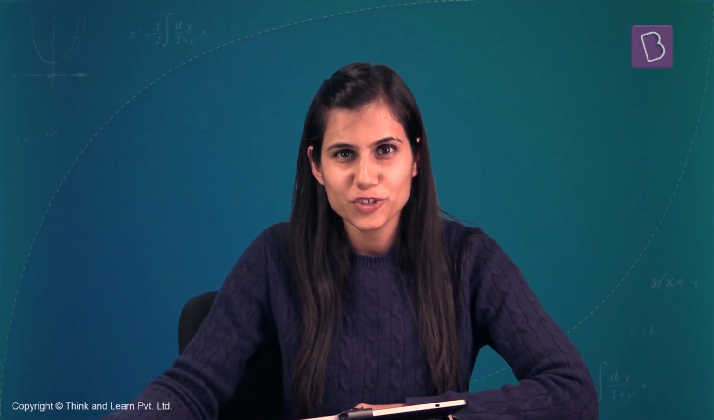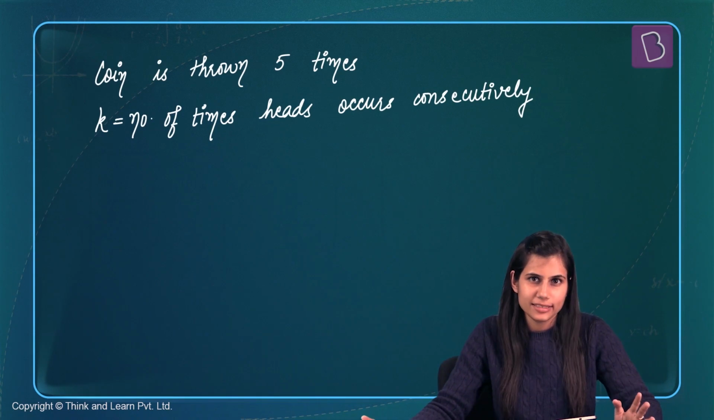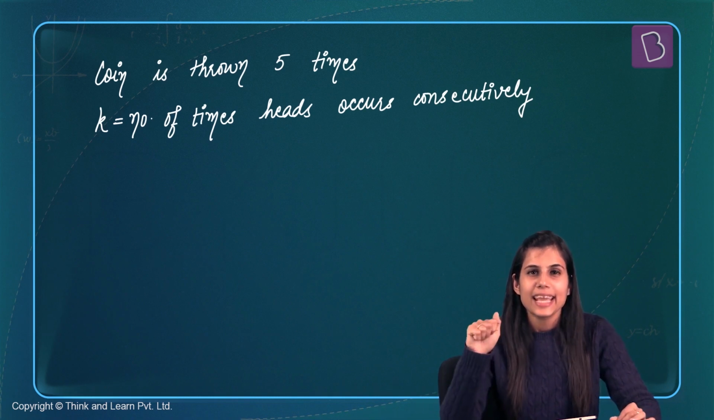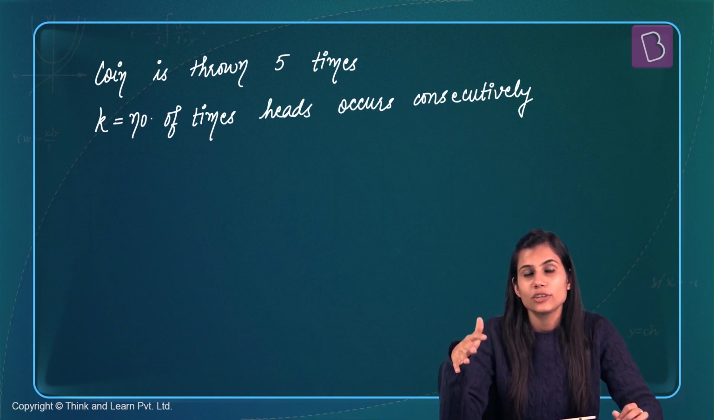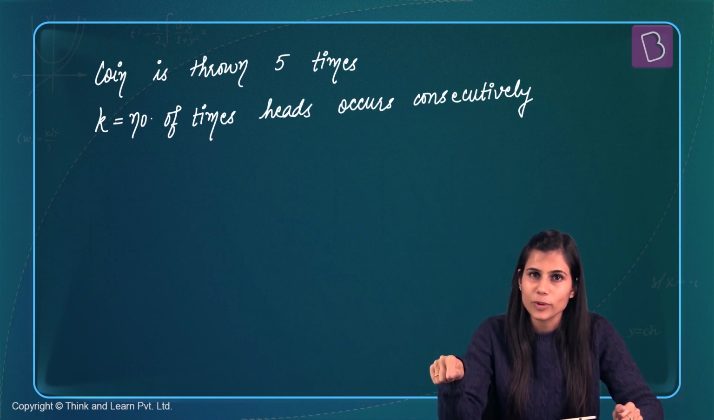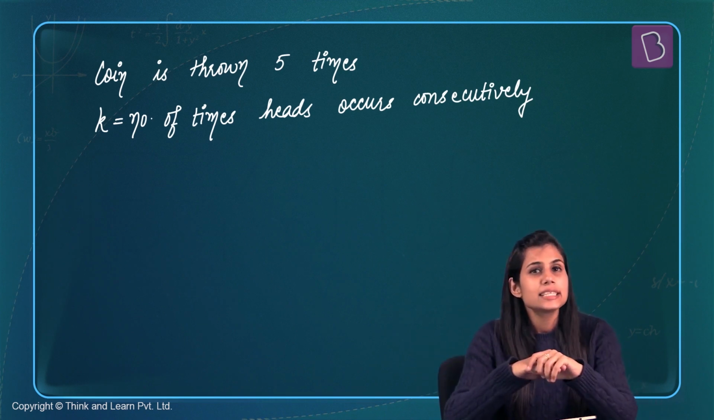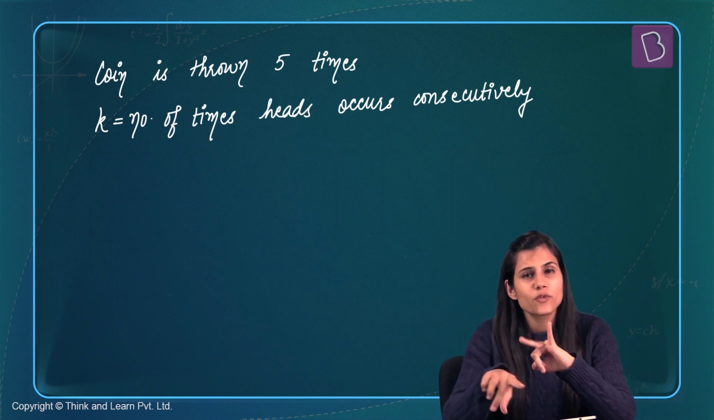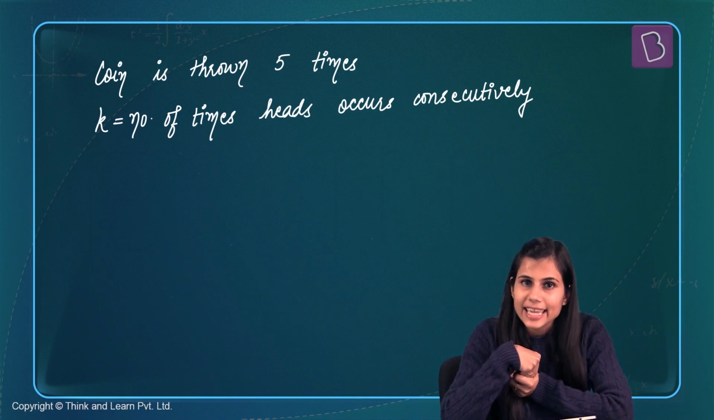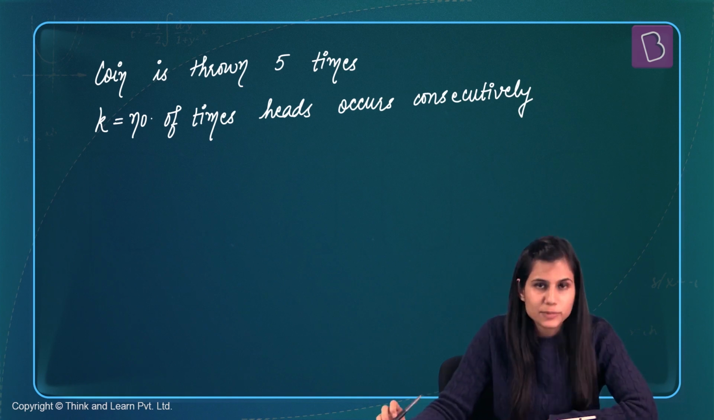So in here we have a question from probability. What does it say? It says that an unbiased coin is tossed 5 times, and what is happening is that head is occurring consecutively. How many times is the concern of the question. If heads is occurring consecutively 3 times, 4 times or 5 times, then capital X is given to be equal to k, where k is representing the number of times heads is occurring consecutively.